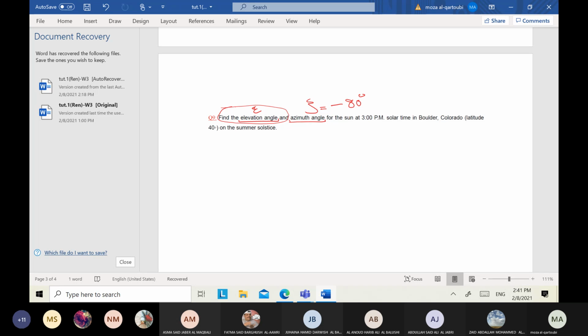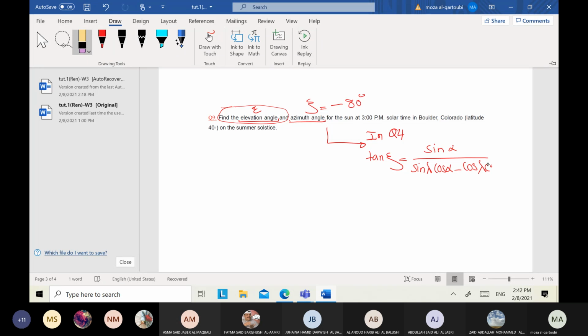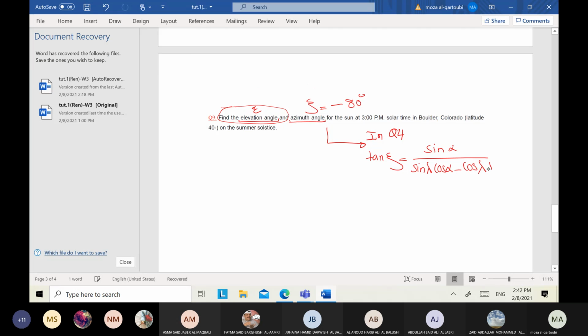So for today, we are starting now from the elevation angle. If you remember how to find this value, before, in question number 4, to find zeta the azimuth angle, we used tan of zeta equals sine alpha over sine lambda cosine alpha, then minus cosine lambda and tan delta. This is the rule which applies in question number 4. And we found zeta equal to minus 80. So for today, we need to find the elevation angle first, then we'll apply the elevation angle to find zeta.